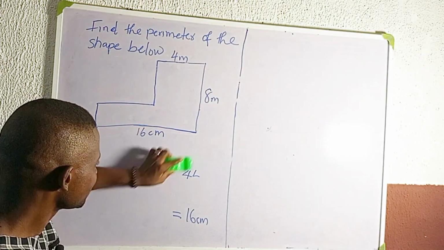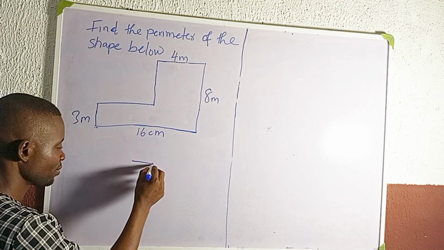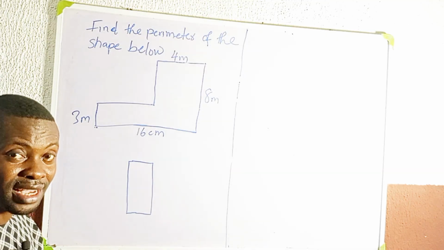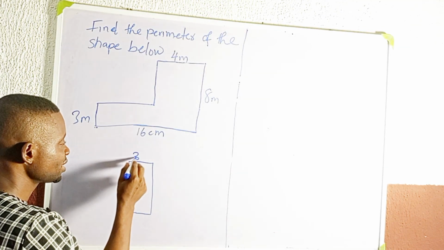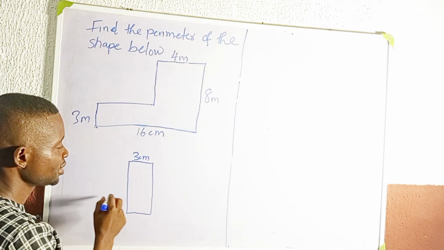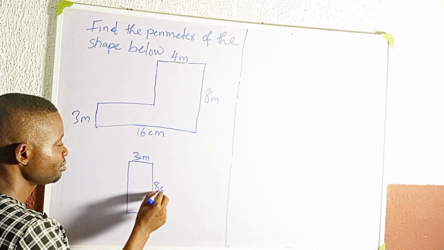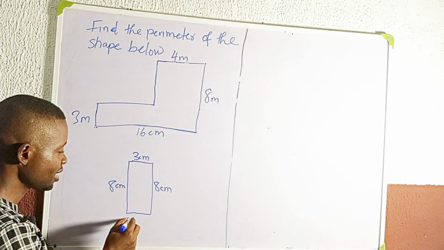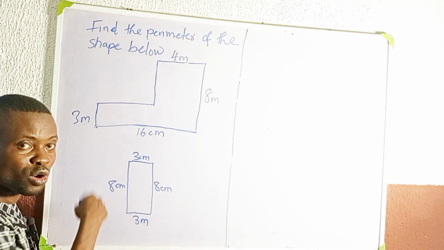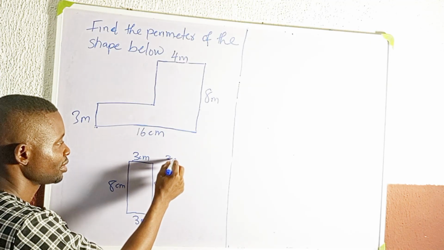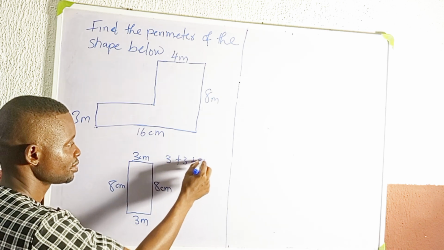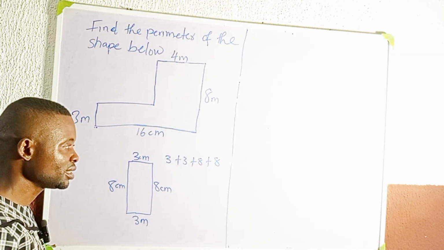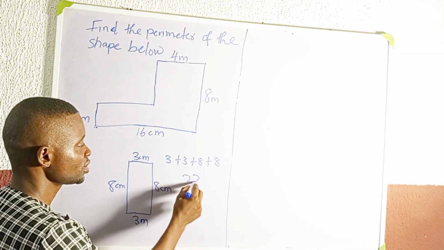Okay? If it is a rectangle, all the sides are not equal. Only the opposite sides are equal. So if here is 3 cm and here is 8 cm, that means if here is 8, here is 8 cm. If here is 3, here is 3 cm. So we add all the sides. 3 plus 3 plus 8 plus 8. 3 plus 3 gives us 6, plus 8 gives us 14, plus 8 gives us 22. So this is 22 cm.